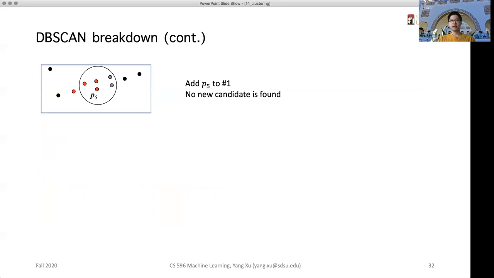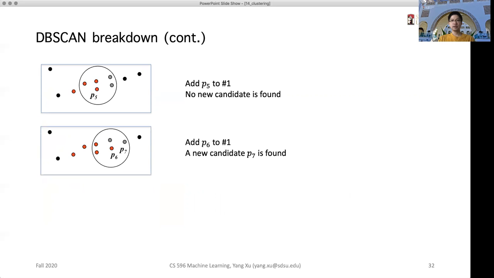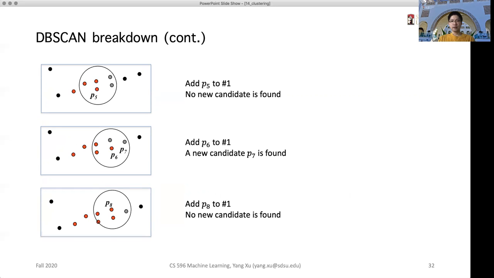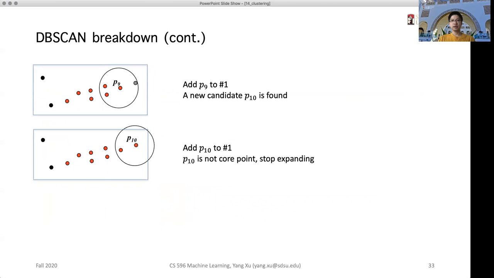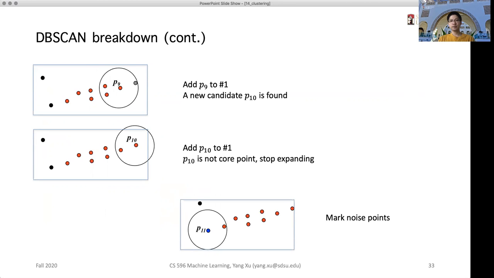So we move to the other side, and P5 is a core point, so it's added to the cluster. And P6 is added, and a new candidate P7 is found. P8 is also found, and P7 is also a core point. And P9 is found, and a new candidate P10 is found. But P10 is not a core point. Now we will stop expanding. So the rest, P11 and P12, will be annotated as noise points.